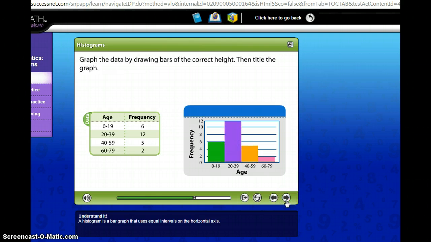Graph the data by drawing bars of the correct height. Then title the graph. Now interpret the graph. That means understanding what it's saying by looking at it. Compare the data of the 20 to 39 age group to the data of the 0 to 19 age group. Okay, look at this. For calls made, 20 to 39 is the highest. The next highest is 0 to 19-year-olds.